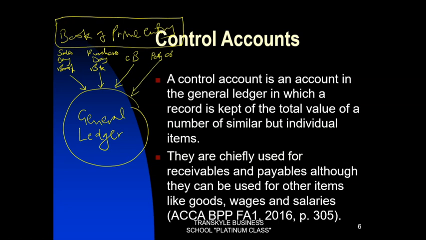Whatever information they have is then taken to the general ledger. But one thing you have to know is that the general ledger takes totals. The totals go to the general ledger. So the general ledger takes totals. But we have what are called memoranda books.